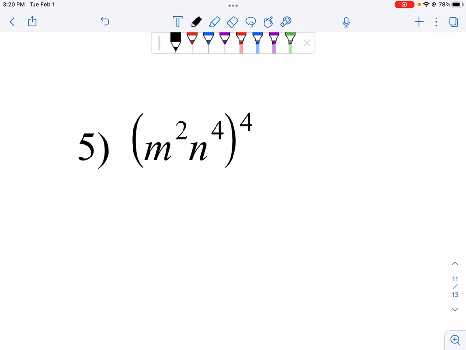For number 5, I'm going to look inside my parentheses. There's nothing that I can clean up. There's nothing that multiplies or can be simplified. So when that happens, I'm going to look out here at this 4, and we are raising the power of 2 and 4 by the power of 4. So I have m to the second, and it's being raised to the fourth. I have n to the fourth being raised to the fourth. When we raise a power by a power, we multiply.